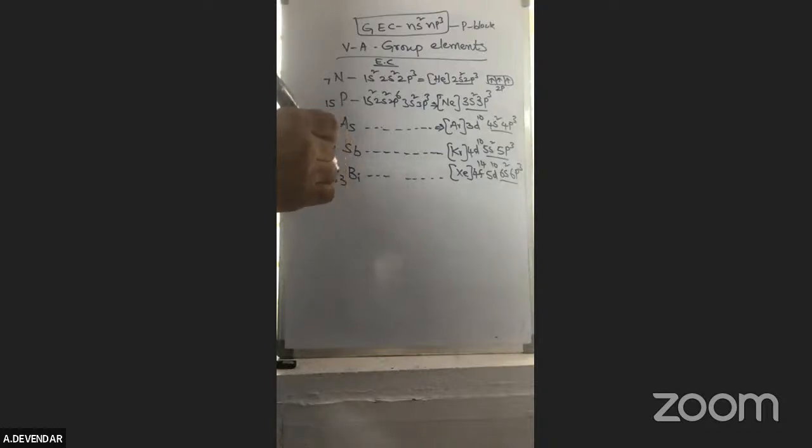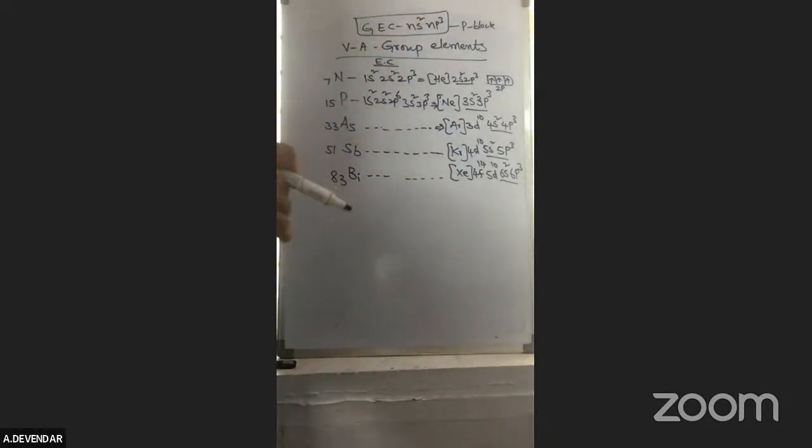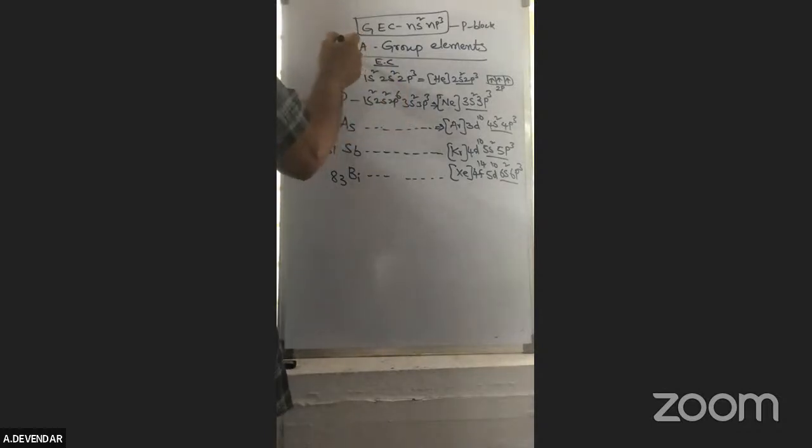Valency means what? Combining capacity. How many elements are combined to the central atom, that is called valency. Here the valency will be 3. Now this is nothing but the group number: valency is 8 minus the group number. The group number is 5, so 8 minus 5 is 3, that is the valency. So this is about this one.